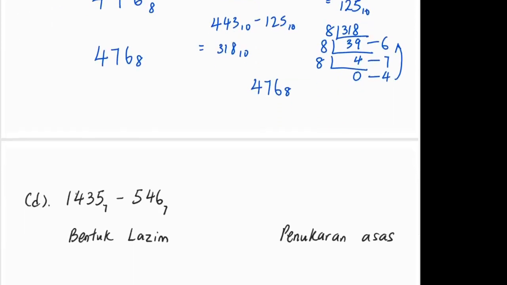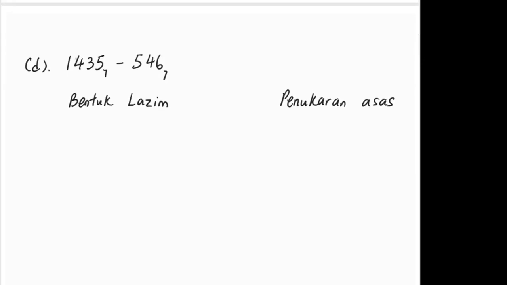Jadi mari kita lihat contoh yang terakhir untuk bahagian ni. Adik-adik semua boleh pausekan video untuk cuba dulu sebelum lihat penerangan. Jadi kita akan tolak seperti biasa iaitu 1435 asas 7 tolak dengan 546 asas 7. 5 tolak 6 tu tak cukup, maka kita pinjam dari depan. 3 ni jadi 2 dan 5 ni kena tambah dengan asasnya iaitu 7. Jadi 7 tambah 5 tu 12. 12 tolak 6 tu 6.